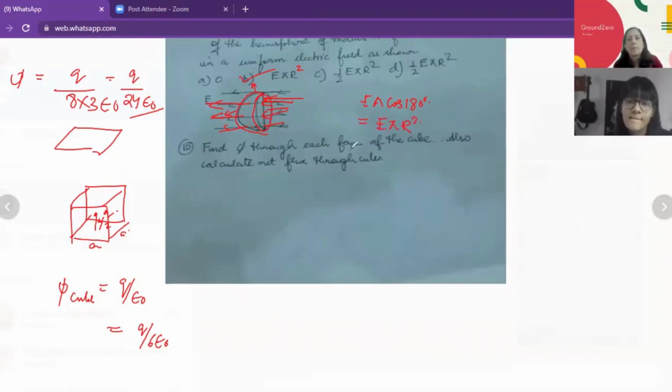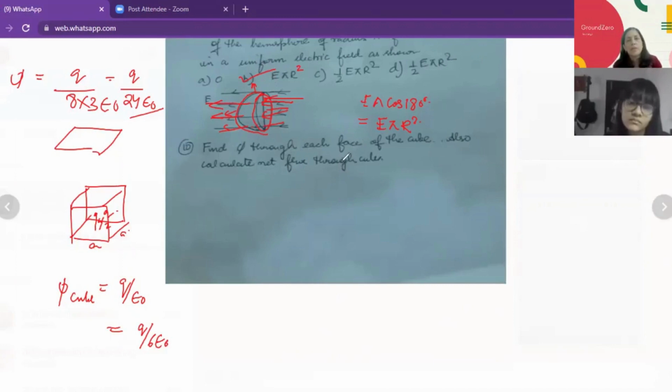They aren't saying anything about the direction. Yeah, we have to just consider the magnitude, right? So it is E pi r square, that is option B. Okay. Last one.